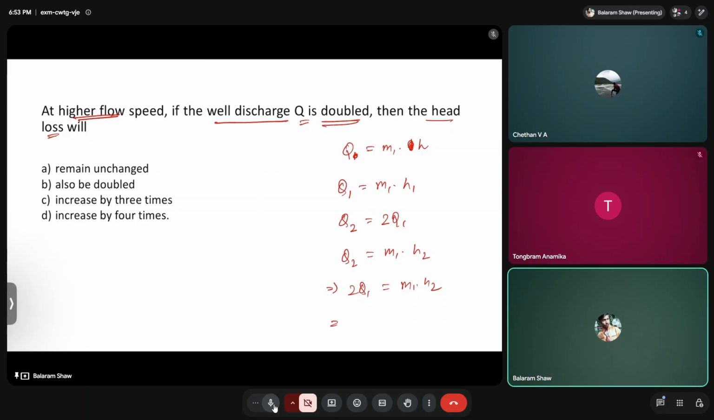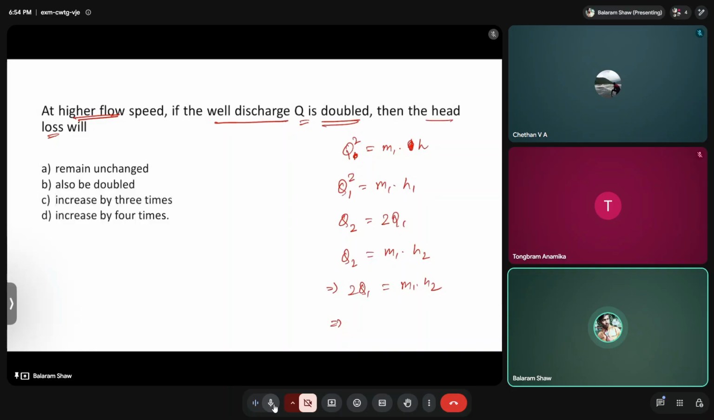Wait a minute. Sorry, it should be Q square, right? Just now we have seen Q square is m1 into H. So we can write Q1 square equals m1 into H1, and Q2 is given as 2Q1. So we can write Q2 square equals m1 into H2. That is, 2Q1 square is m1 into H2. So m1 into H2 is written as 4 into Q1 square, that is equal to 4 into m1 into H1, right?